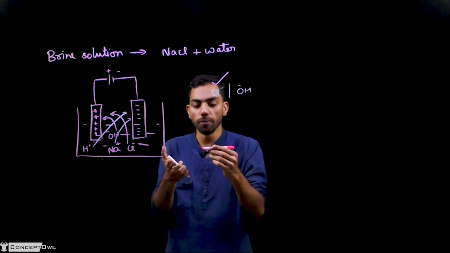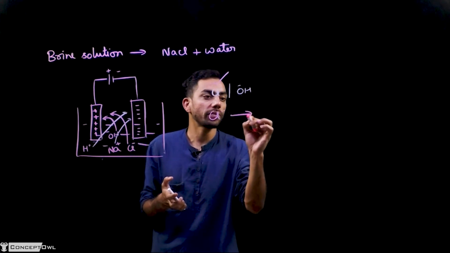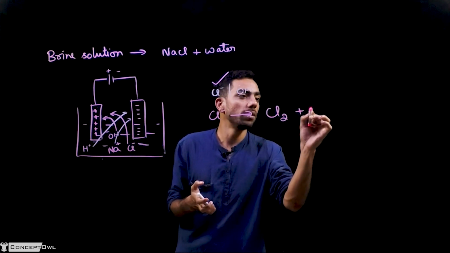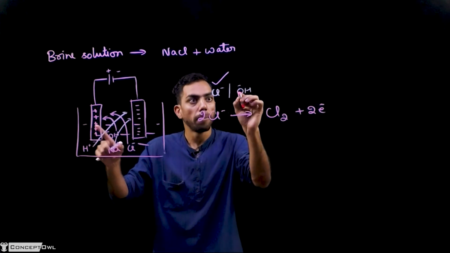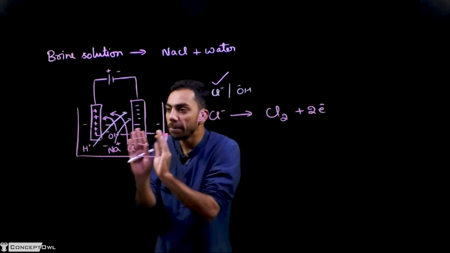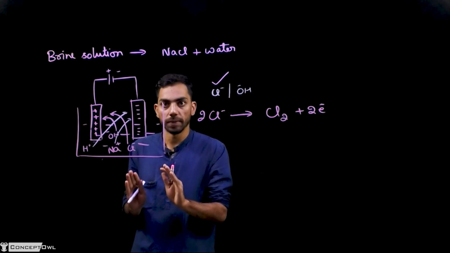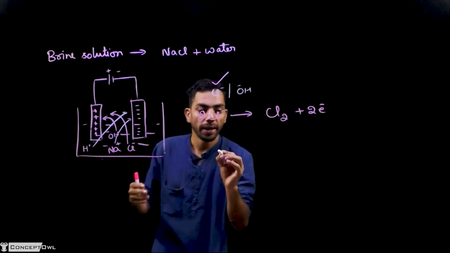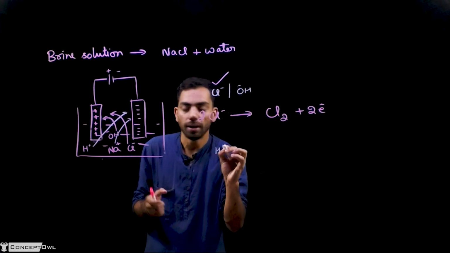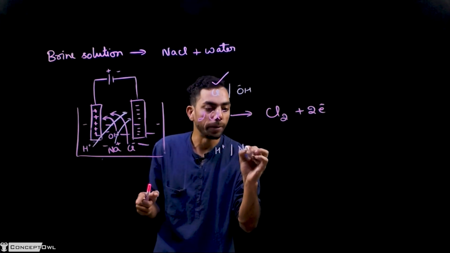So Cl negative will give its electron and form Cl2 here on this electrode, okay? But OH will remain in the solution. Is this clear? Now coming to the other electrode, here H positive and Na plus are going.